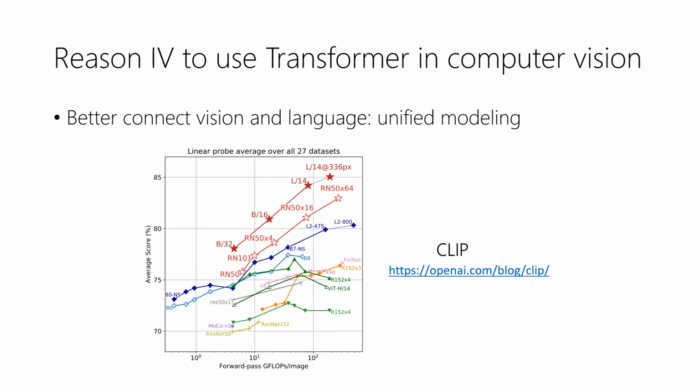Let's go to the last 2 reasons to use transformer in computer vision. The first reason is that when using transformer, the vision part has a similar architecture to the language part. It will benefit visual language learning as illustrated in OpenAI's work CLIP, where ViT performs better than the native ResNet with similar computation.